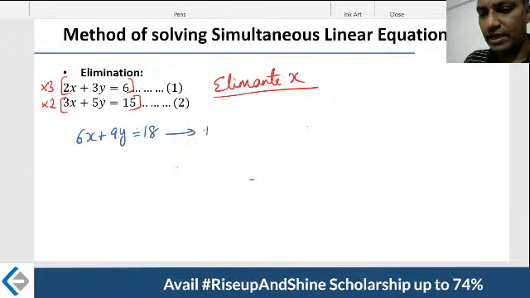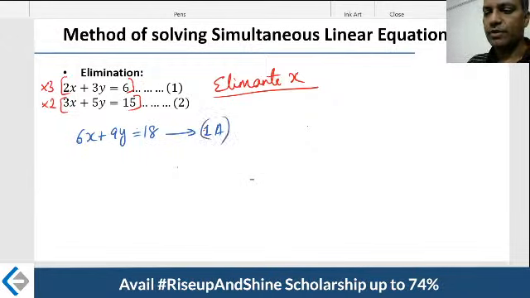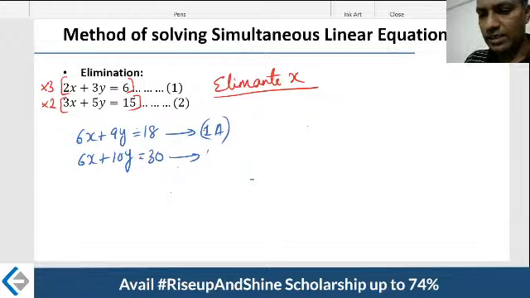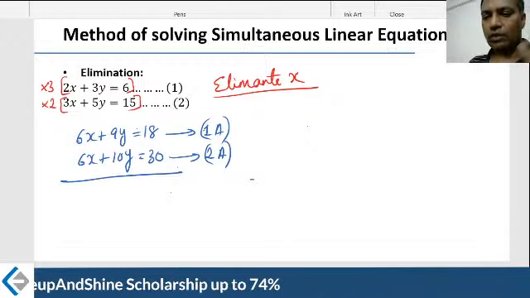This is my 1a. Let me write it as 1a. Right, that is my first equation. What about my second equation? That would become 6x plus 10y is equal to 30. All right, let me call this 2a because it was the second equation. After multiplying by 2, this is what I'm getting.